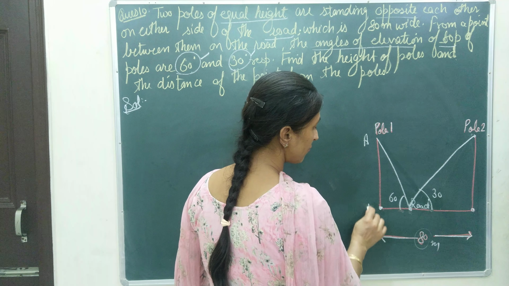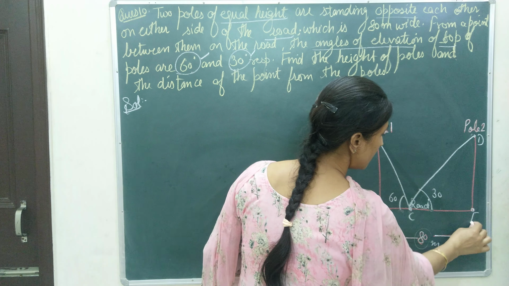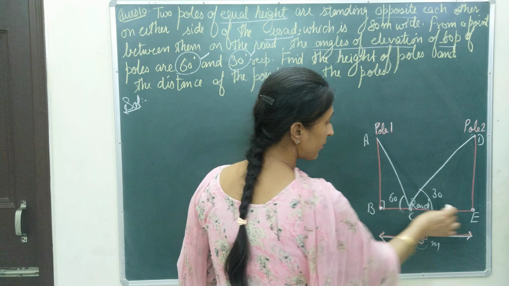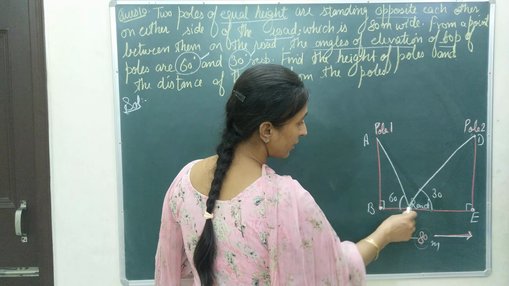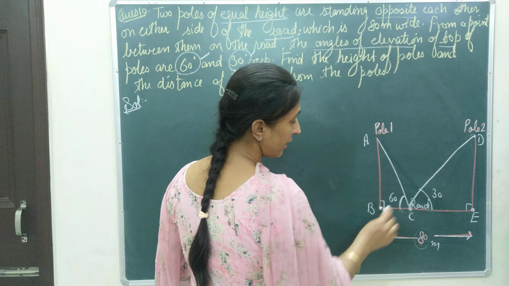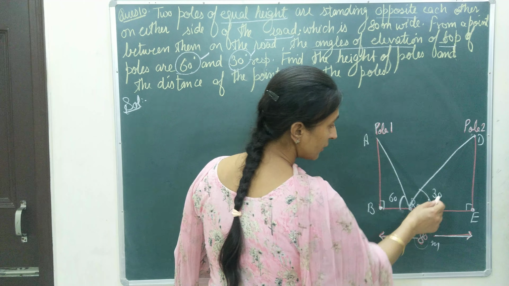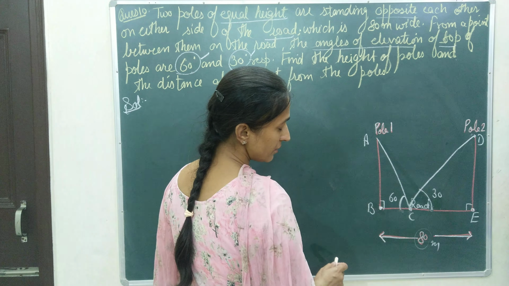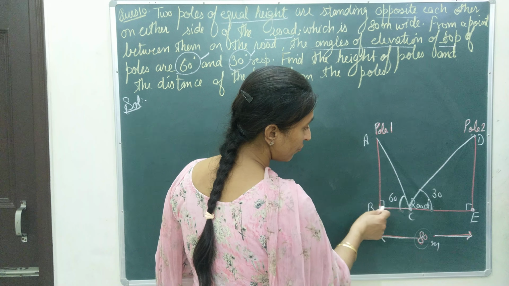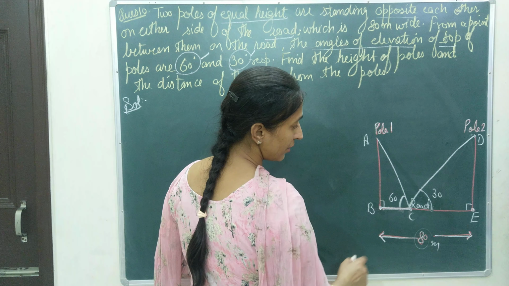Here two triangles are formed, ABC and DCE. Suppose both are right-angled, so trigonometric ratios can be used. Now in the first triangle ABC, the 60 degree angle is there, and in the second triangle you have the measure of 30 degrees. The angle of elevation here is 30 degrees and here it is 60 degrees. Now you need to know the distance between B and C. We are not given this.